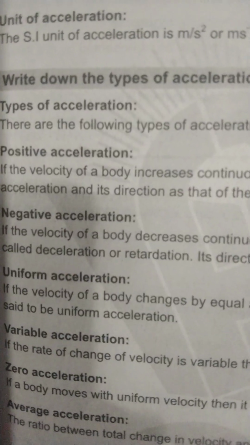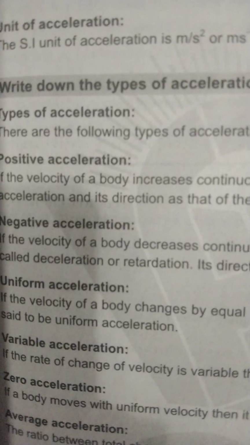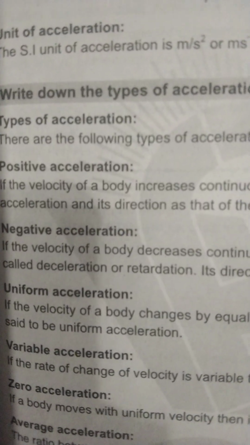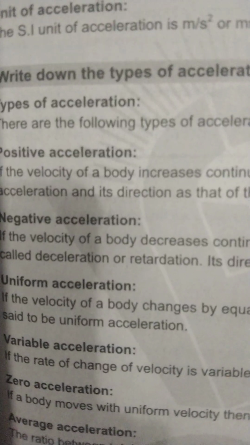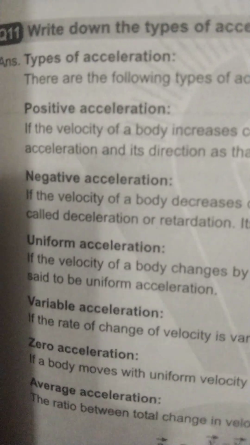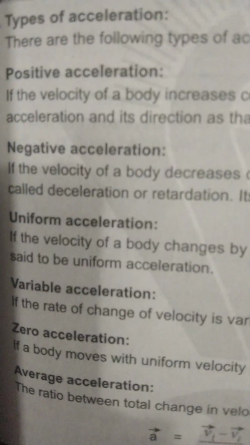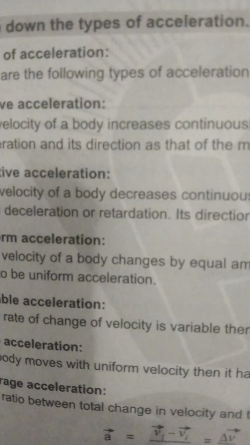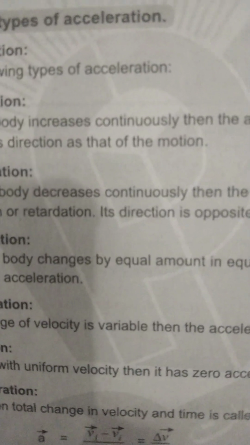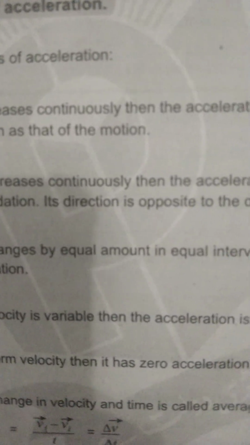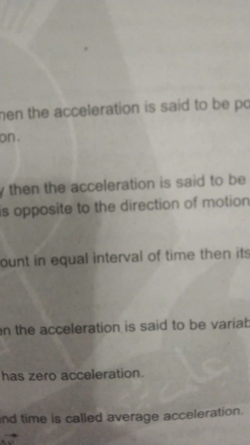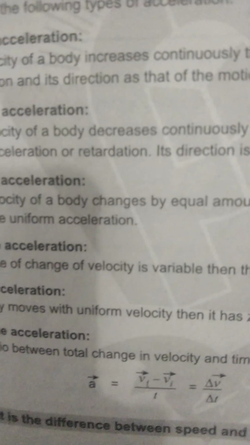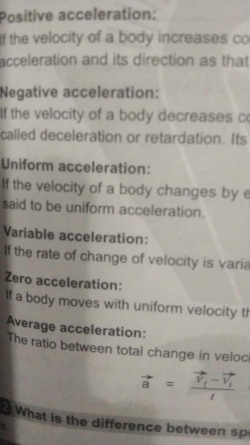Types of acceleration: positive acceleration, negative acceleration, uniform acceleration, variable acceleration or zero acceleration, and average acceleration. The first one is positive acceleration. What is positive acceleration? If the velocity of the body increases continuously, then the acceleration is said to be positive. It means our acceleration is again and again being increased.